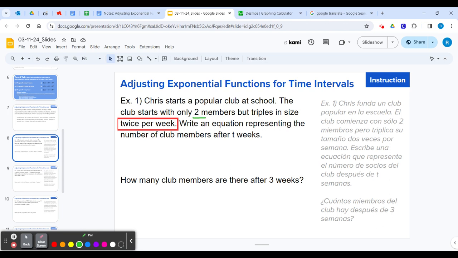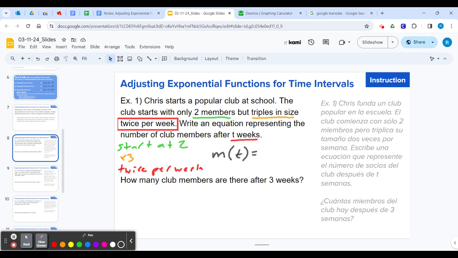If I go through and do that close read and pick out different information, I know it has 2 members to start, so I start at 2. And I know I'm tripling in size, so I'm going to multiply by 3. And we're talking about t in weeks as well. However, this statement, twice per week, is going to come into play. So if I just go and create this function, let's say members as a function of t weeks.